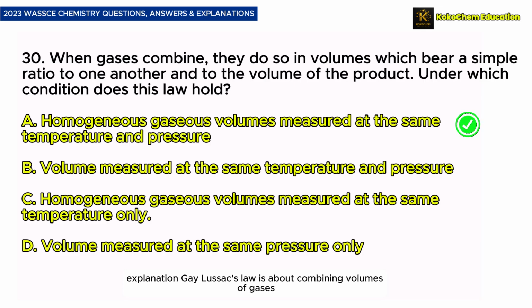Explanation: Gay-Lussac's law is about combining volumes of gases, but it only works if all gases are under the same conditions, which is same temperature, same pressure. That way, the volume ratios reflect the mole ratios.